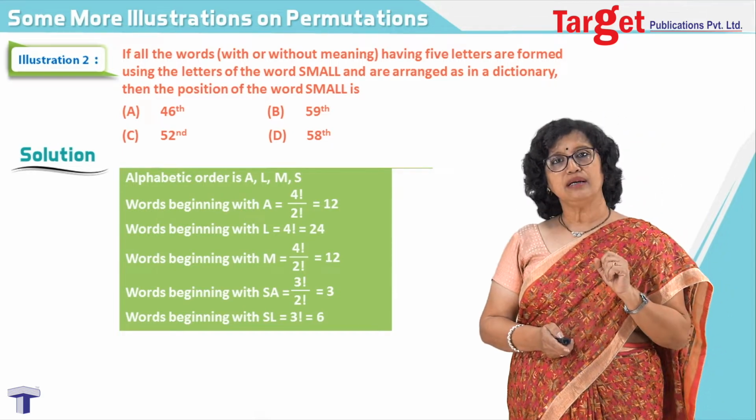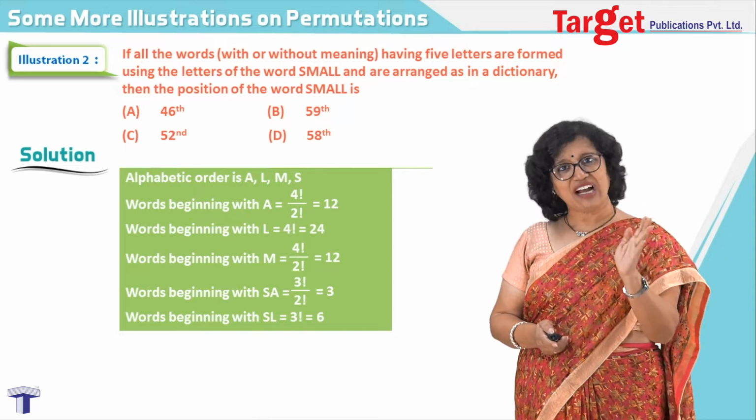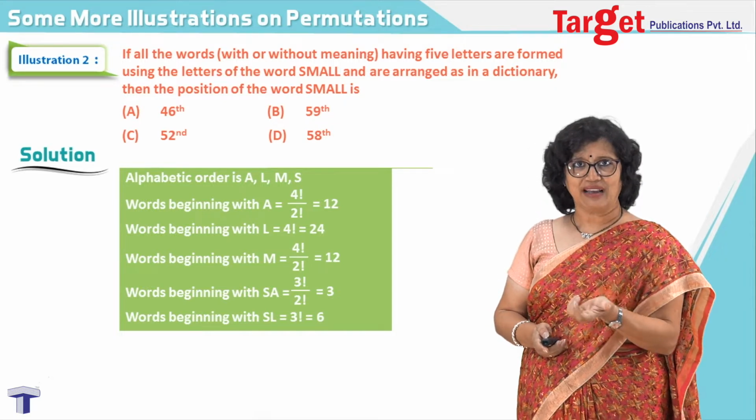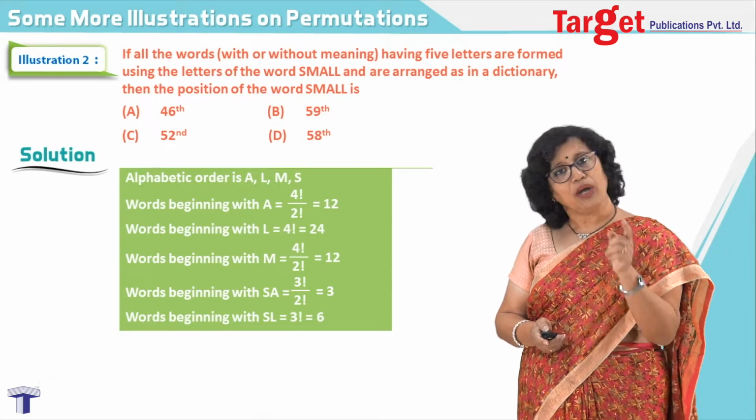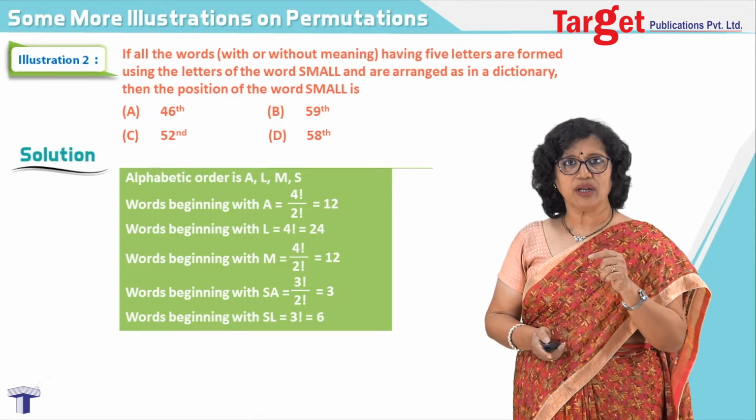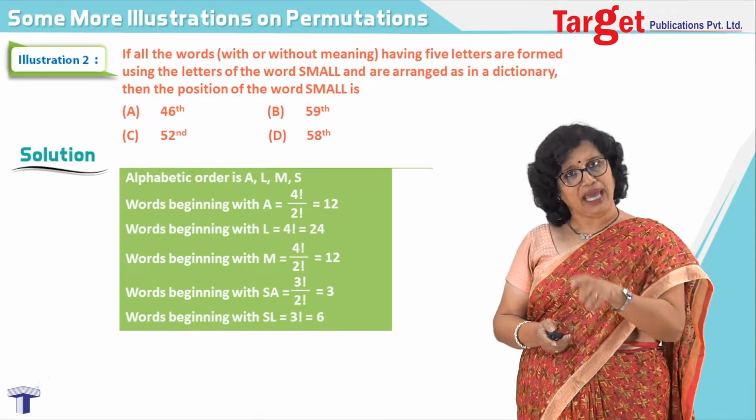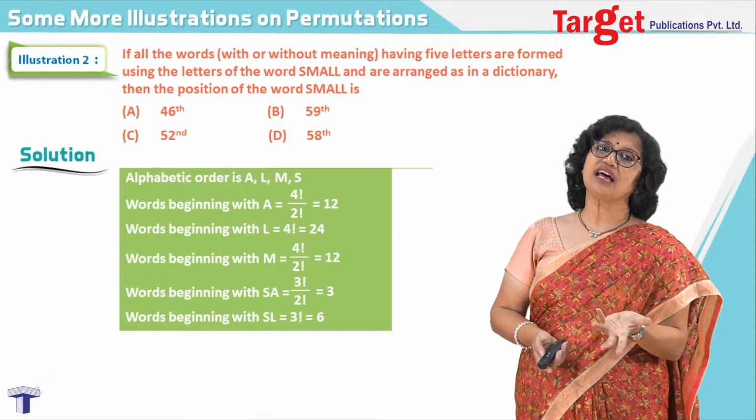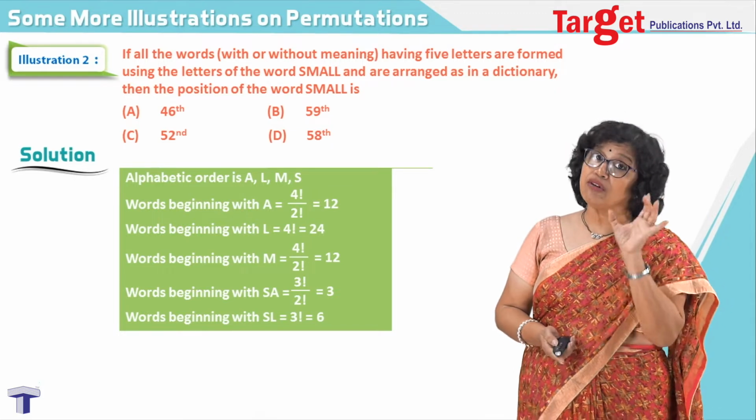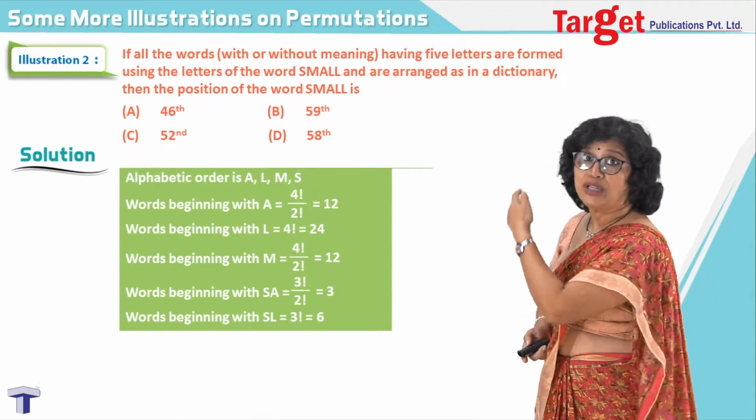And then what happens? You start with SM, that kind of particular category. After SM, now A only has to occur in dictionary order. And once you fix SMA also, then only the remaining 2 L's are next. So that word small comes after all these numbers.